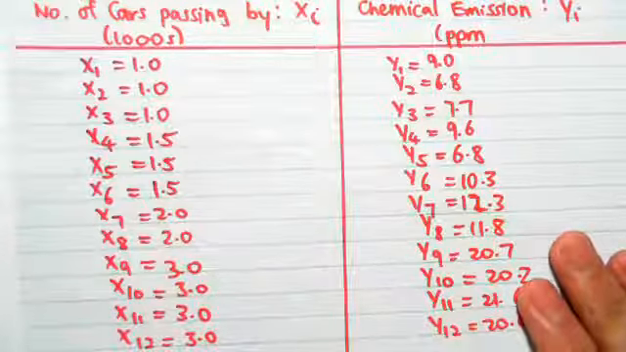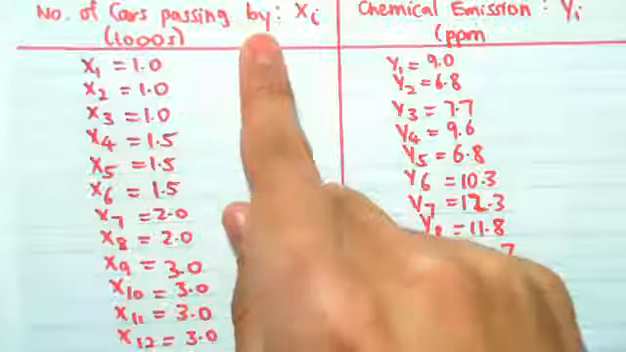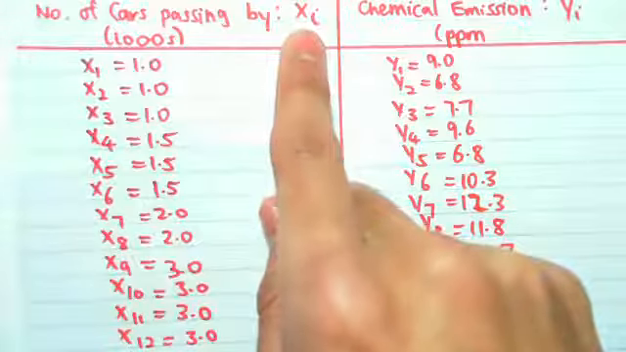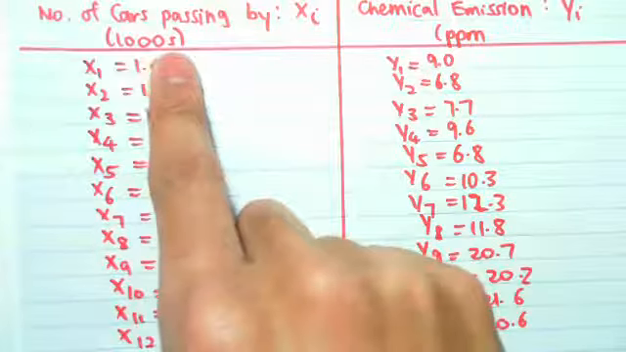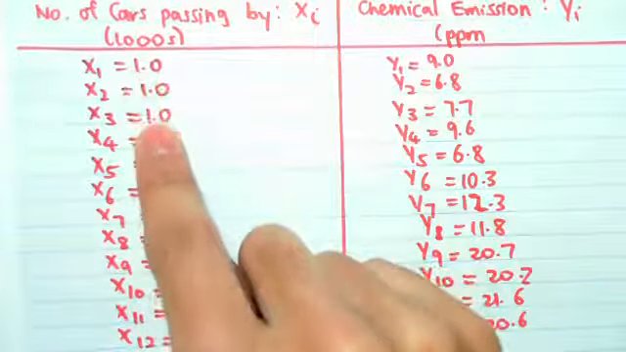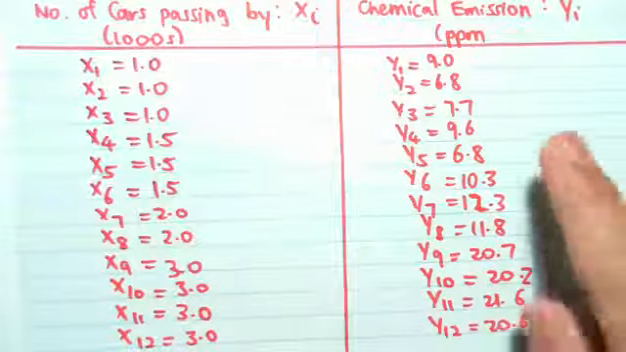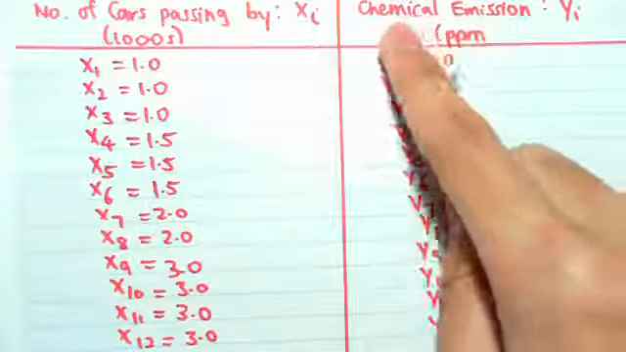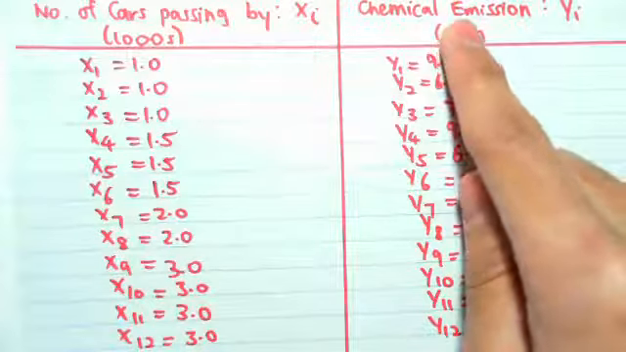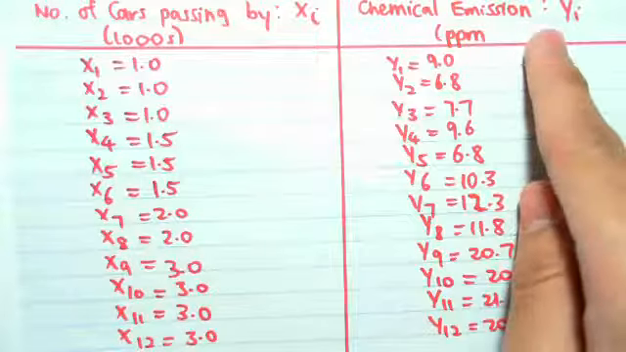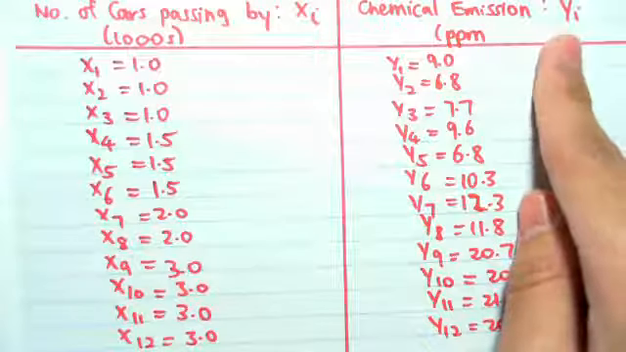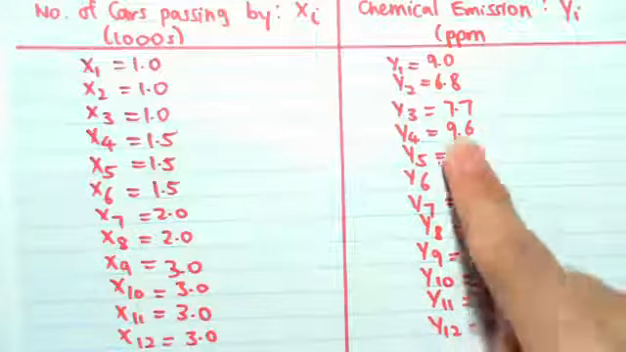Okay, where the left-hand side is the number of cars that passed you, and we let it be xi, and we have it in thousands. So here is 1,000, 1,000, 1,000. Okay, and the right-hand side we have the total chemical emission made by the number of cars that passed you. Okay, and that was called yi. And these are the measurements that we have made.